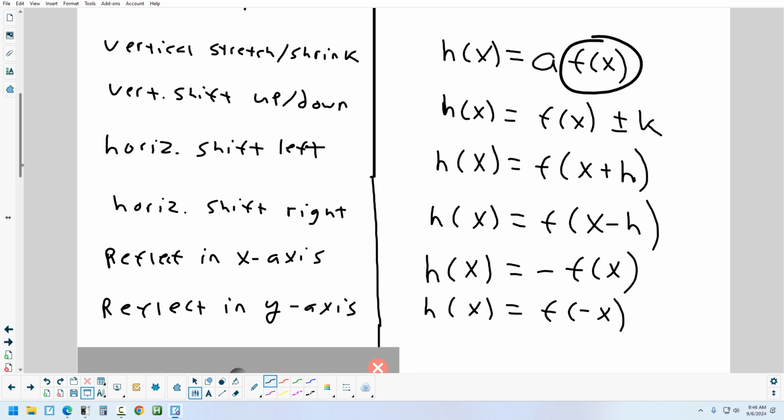Okay, so that chart will be very helpful because it generalizes transformations, not just to quadratics, but to any function, plus or minus a number. Any function with a negative in front.